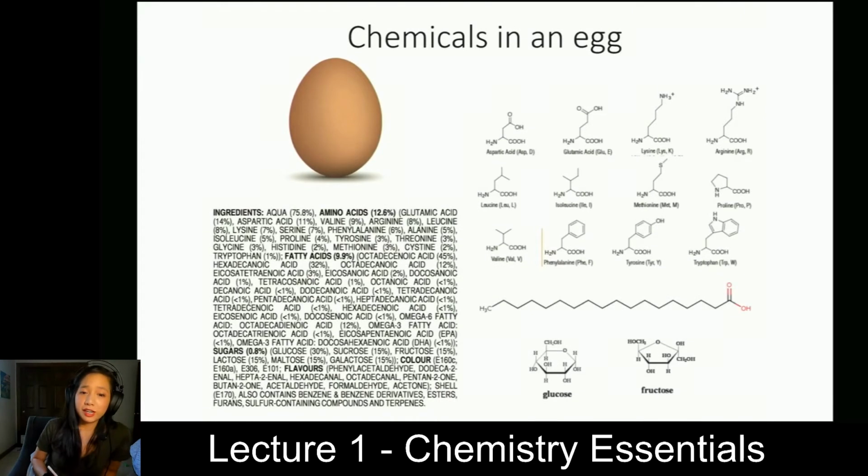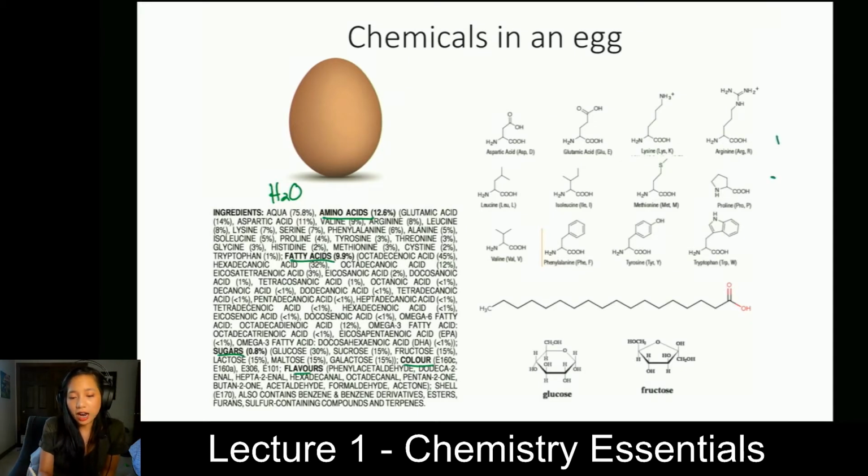And here's another example. So an egg. An egg is as natural as food comes. It comes straight from the animal source. But if there were actually ingredients printed on an egg, these are the different chemicals that are found in an egg. So things like aqua, that's just water. I don't know why they write it like that. So the majority of an egg is water, about 3/4 water. But that other 25% of an egg contains amino acids, fatty acids, sugars, different colorings and flavors.